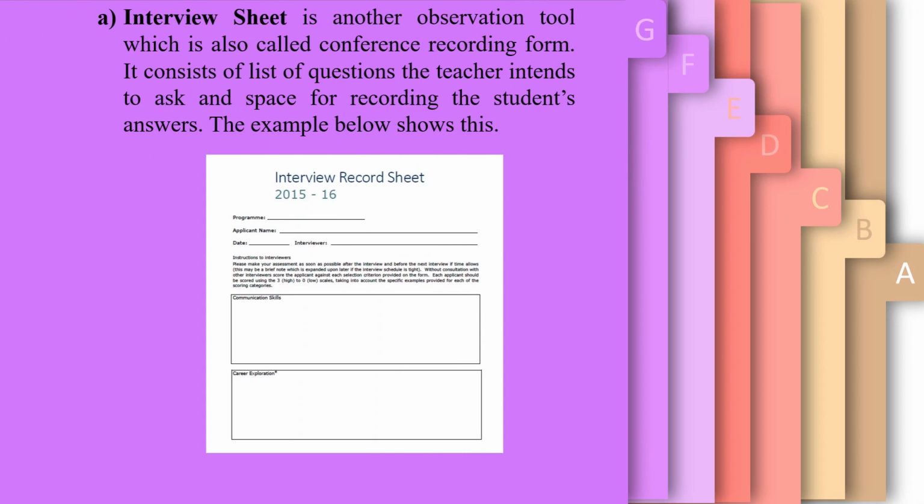The second one is the Interview Sheet. It is another observation tool, which is also called the Conference Recording Form. It consists of a list of questions the teacher intends to ask and space for recording the students' answers. The example below shows this.